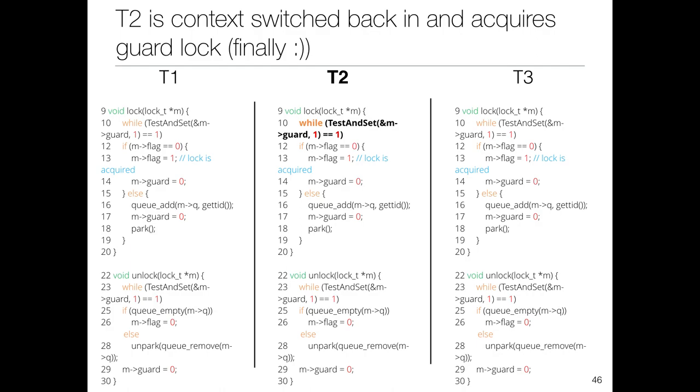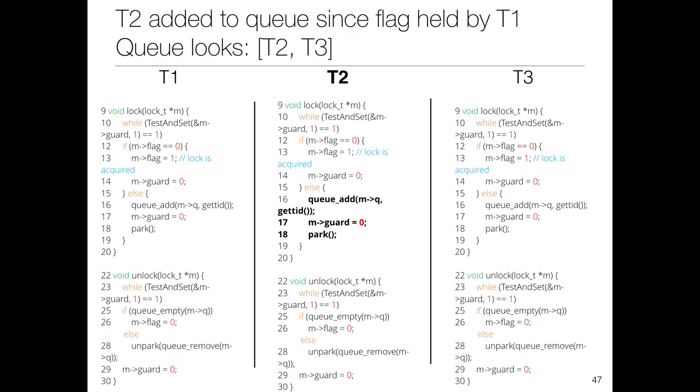Now T2 again is context switched in, but this time T2 is lucky because the guard variable was unset by T3. T2 again tries to set the guard variable using test and set. It's able to acquire the guard lock, but the flag is still not equal to 0 because the flag was still held by T1. So T2 also goes into the else where you add T2 to the queue. You unset the guard and you park. So T2 is also put to sleep, but before that, T2 is added to the queue. And now the queue looks like T2 and T3, where T3 is the first element which was introduced.